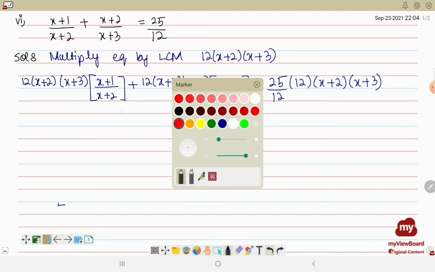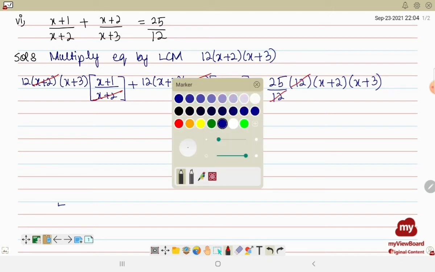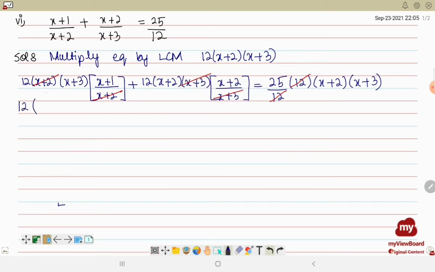Let's cancel out the terms. x+2 is cancelled by x+2, x+3 is cancelled by x+3, and 12 is cancelled by 12. Let's write down the remaining terms. We will multiply the brackets first. It will become x square plus 3x plus x plus 3. And here also 12 will remain as it is. It will become x square plus 2x plus 2x. It is also the identity. You can open it directly as well.